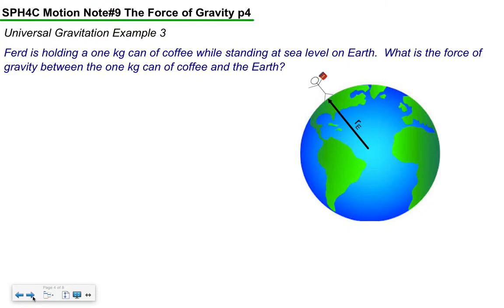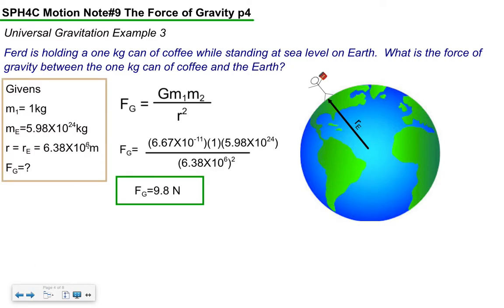But let's keep going. Ferd is holding a 1 kilogram can of coffee while standing at sea level on Earth. What is the force of gravity between that 1 kilogram can and the Earth? So this time, we're not talking about Ferd, we're talking about his can of coffee, so 1 kilogram. And what I'm saying here, when I do this calculation, is how much force does 1 kilogram experience downward towards the center of the Earth? And the answer, and this number should interest you a little bit, is 9.8 newtons.